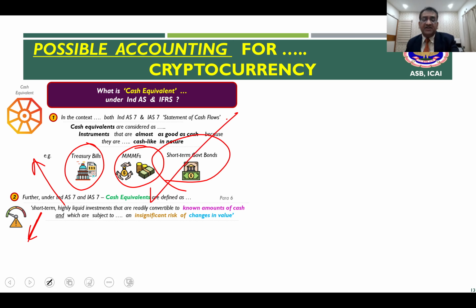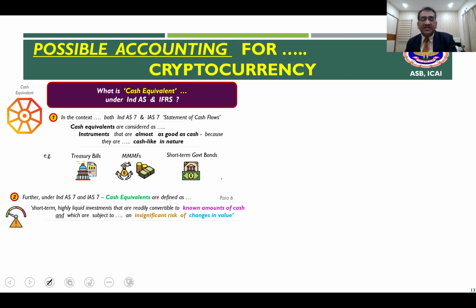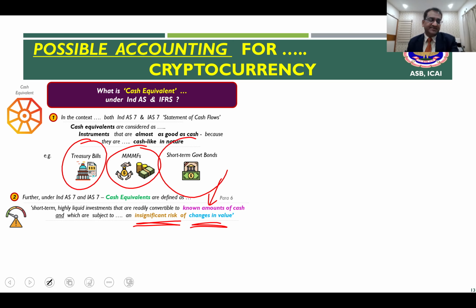They should be readily convertible, and most importantly, it is not just that you have to convert it into cash. When you convert those instruments into cash, they should be in the known amounts of cash with insignificant risk of change in values. So it should not happen that you lose principal in these cases. This is the way cash equivalent is defined in paragraph 6.